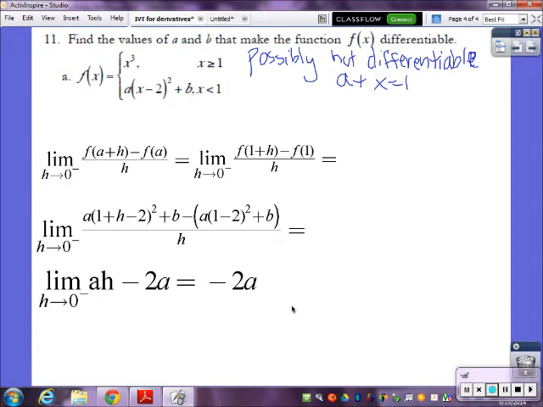A lot of work, huh? Now we're going to repeat that process for the right-hand derivative.